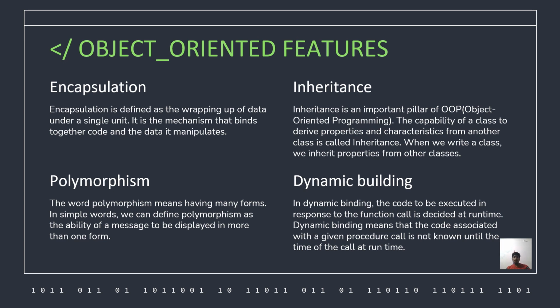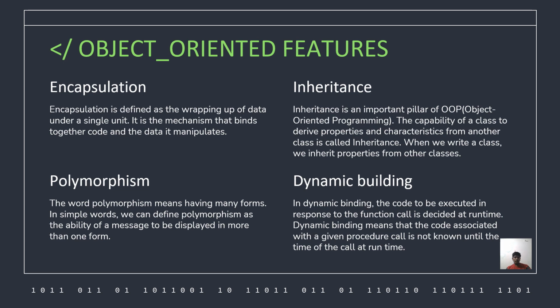Inheritance. Inheritance is an important pillar of OOP. The capability of a class to derive properties and characteristics from another class is called inheritance. When we write a class, we inherit properties of other classes.